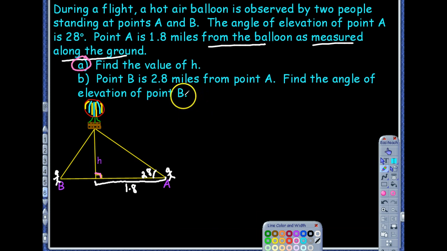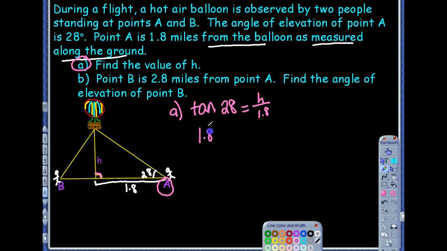So for part A, for trig, I would be dealing with angle A, and if I'm finding H and I have 1.8, I'm going to use the tangent ratio. So I'm going to say the tangent of A, which is 28. Tangent of 28 is equal to what ratio? H over 1.8, because it's the opposite over the hypotenuse. Now notice how she changed that A to 28. If she left it there, that means you would be finding the angle, and I'd have 2 unknowns, which we can't have.